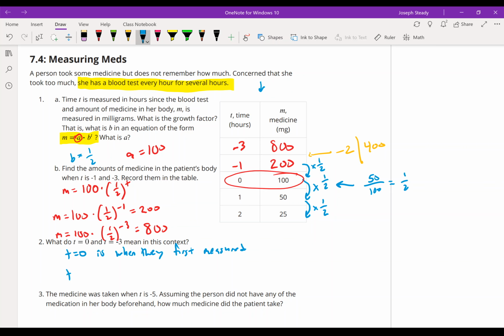t equals -3 is a little bit more interesting. So if we think about a positive number first, like t equals 5, that means that 5 hours have passed since they first measured. If t is negative, that means that it's actually before they measured. So t equals -3 is 3 hours before they first measured.